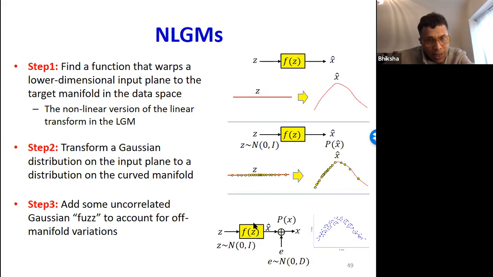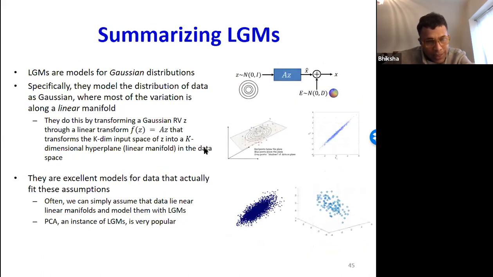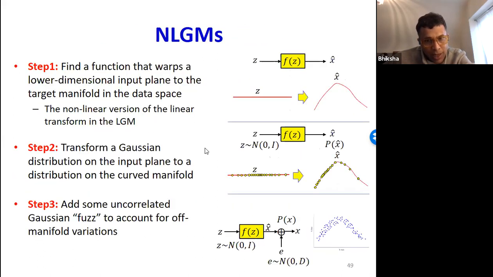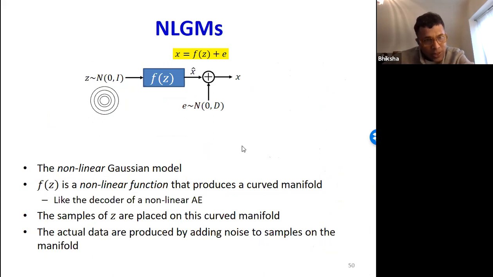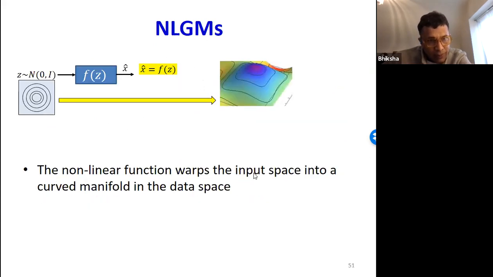So this is the same model as this one here, the linear Gaussian model, except now we've made the whole thing nonlinear. So this is the nonlinear Gaussian model. F of z is a nonlinear function that produces a curved manifold, like the decoder of the nonlinear AE. The samples of z are placed on this curved manifold, and the actual data are produced by adding noise to the samples of z on this manifold.